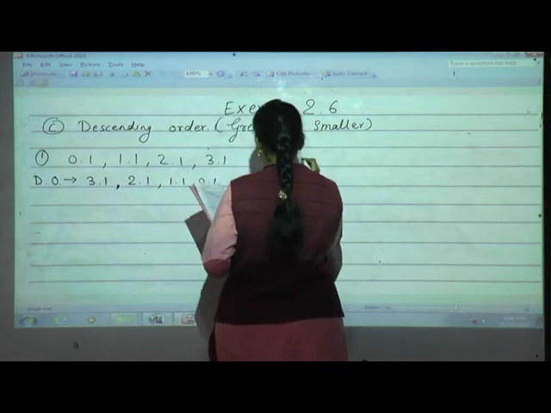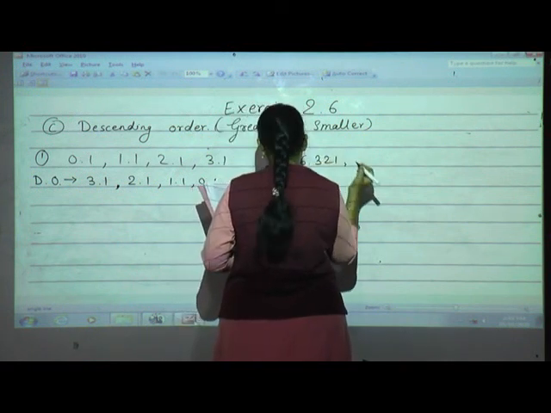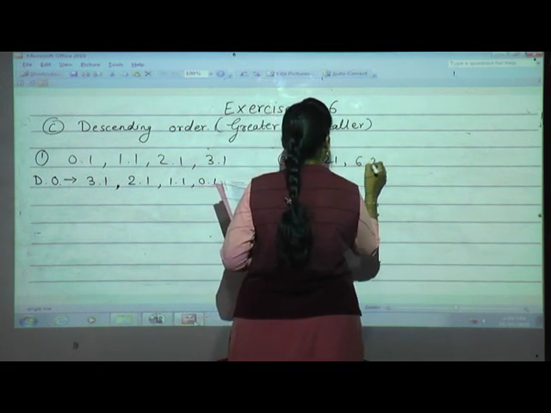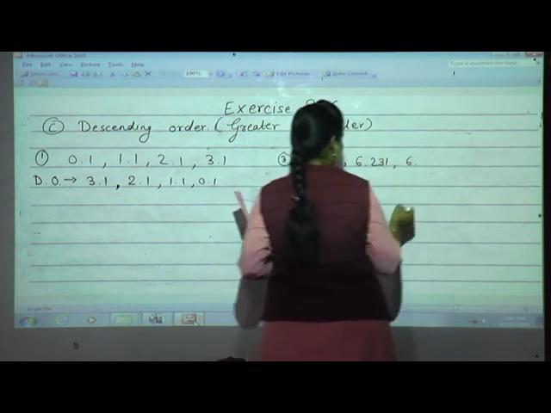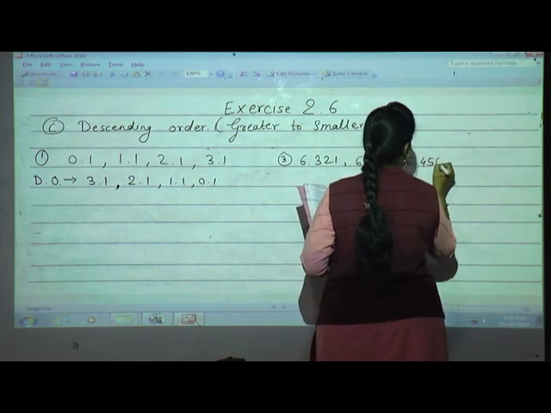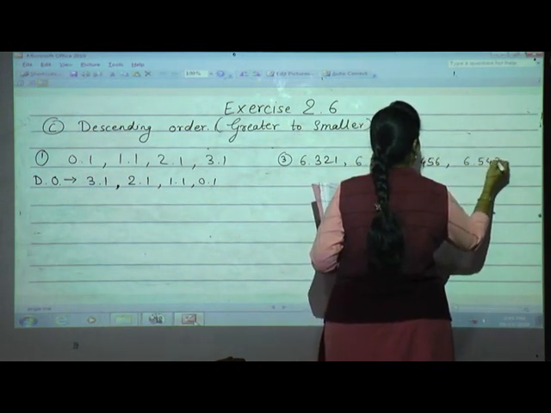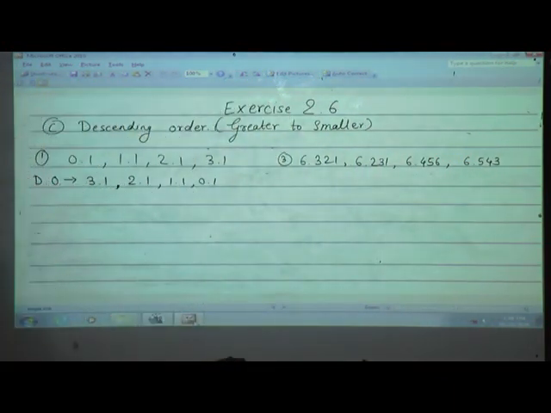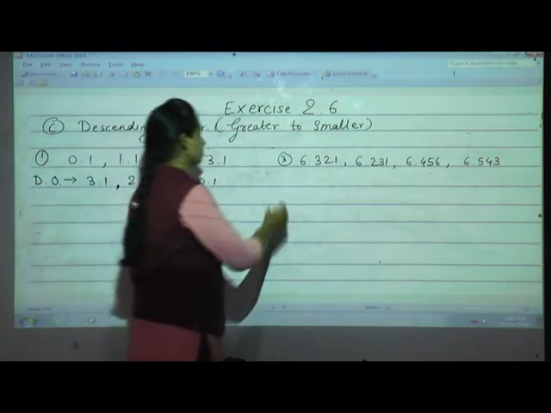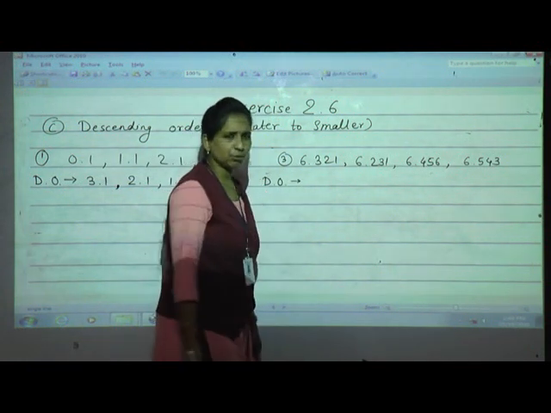See the third one, 6.321, comma, 6.231, comma, 6.456, comma, 6.543. Okay, this is the question. Now we have to arrange these numbers into descending order. Now do we need to convert into like decimals?